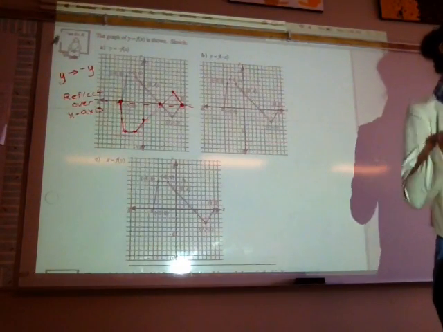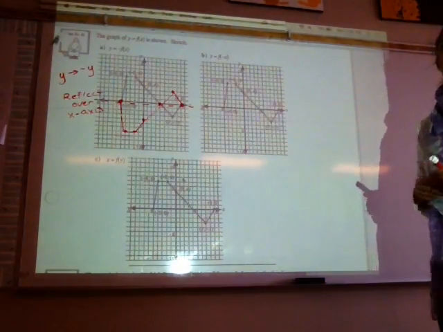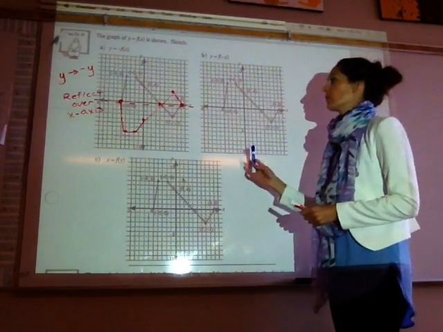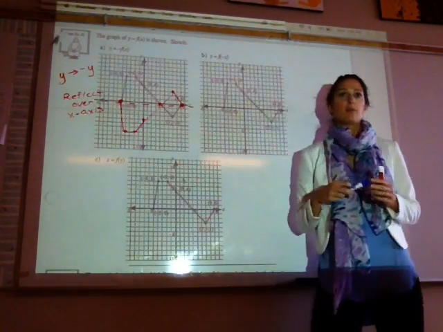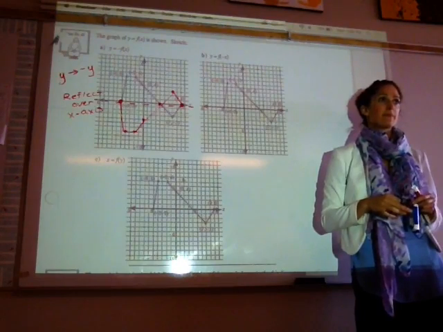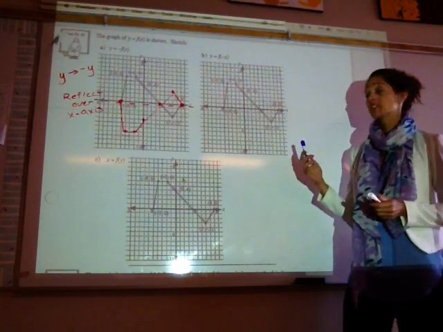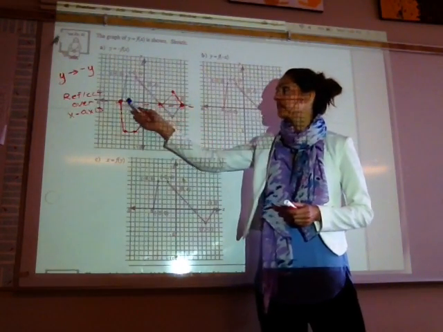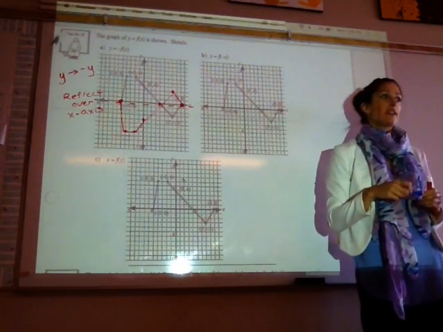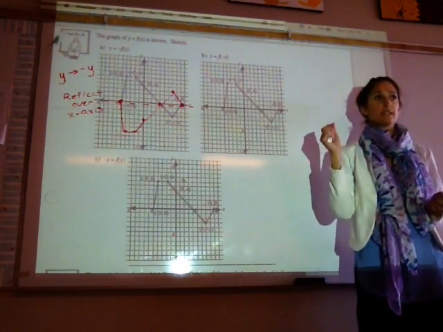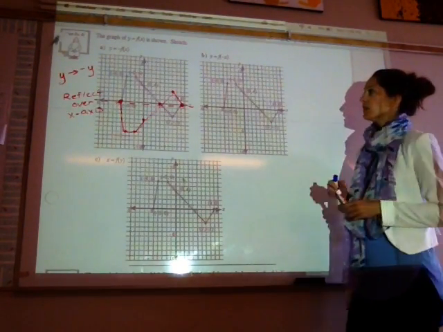So points that existed on the original function and the new graph. Okay. Where specifically are these invariant points located? On the x-axis, which is our reflection line. Okay, so if it's reflecting over the line, the invariant points will exist on that reflection line.